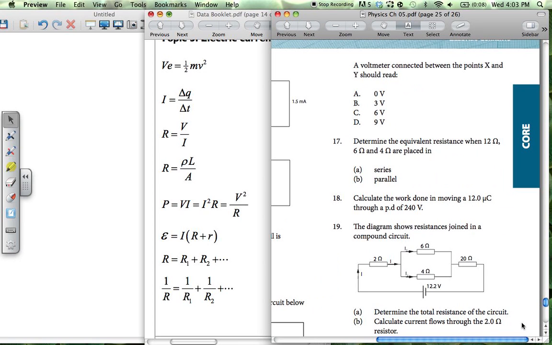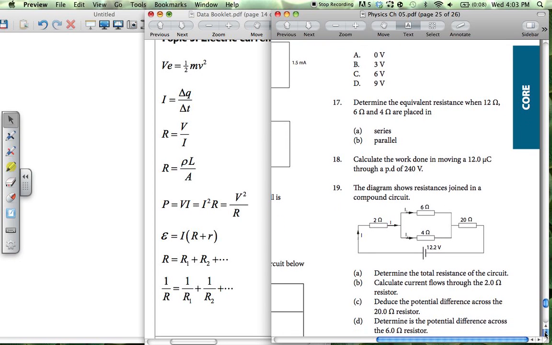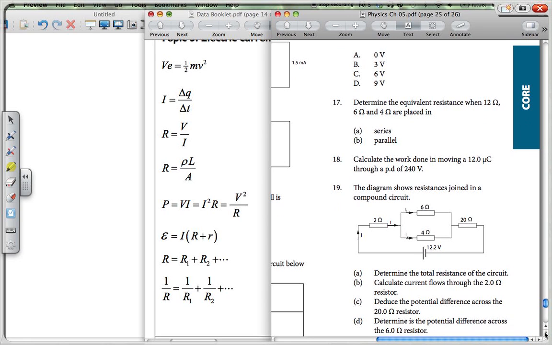Moving on to question 17. Determine the equivalent resistance when 12, 6 and 4 ohms are placed in series and in parallel. So in series it's pretty straightforward, we just use that formula over there. So your R total would equal 12 plus 6 plus 4, so that's 22 ohms.